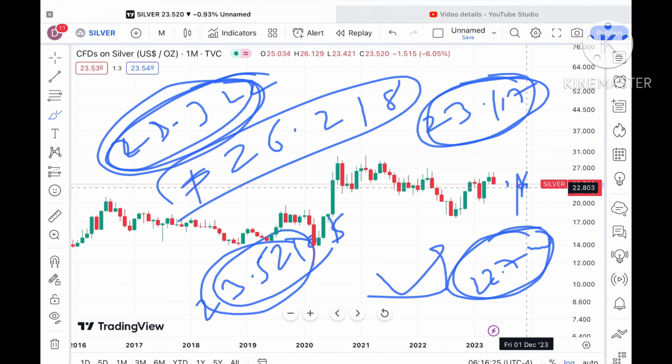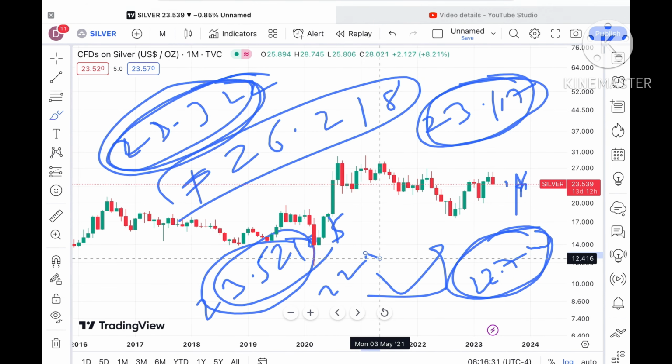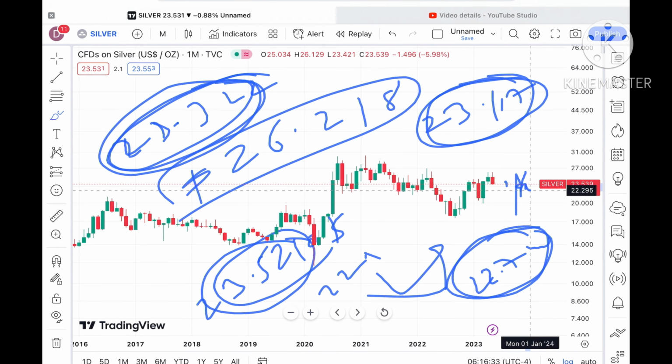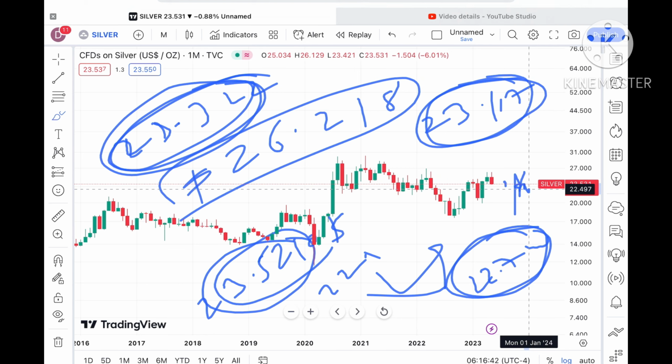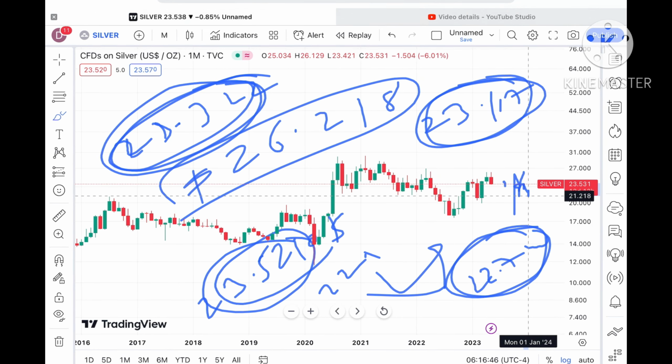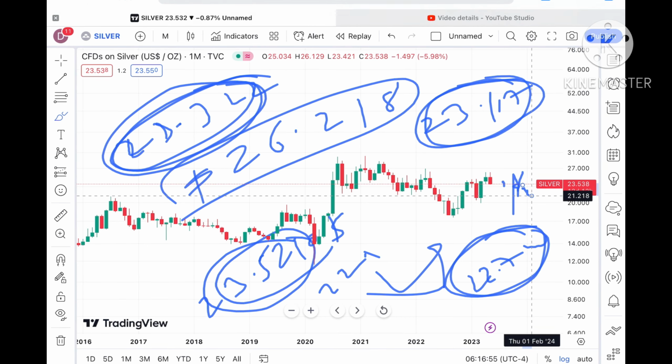Once it moves below a level of 22.70, the probability of going further down will be there, and then we can see a level of $22.598, and from there it can go towards a level of 22.295. Once it moves below this level, chances of touching a level of 21.313 will be there. Once it goes below 22.395, chances of going further down will be there, towards a level of around $21.701, and from there we can see a level of $21.218.